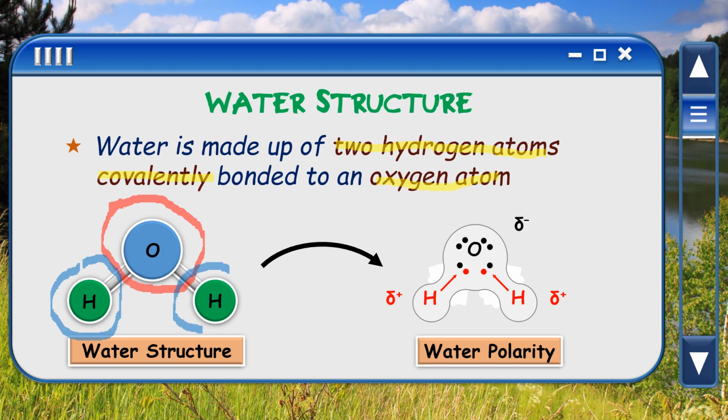So that is what we are saying, that water is made up of two hydrogen atoms covalently bonded to an oxygen atom. The two of them have a covalent bond joining to the oxygen atom, and those bonds are covalent bonds.